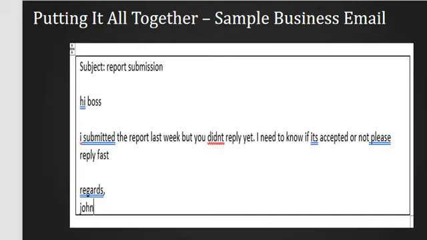The first one here is some example of business email. This is sample A or sample 1. When we look at this slide, this email is written too casually. It has grammar mistakes, missing punctuation, and the tone is too demanding.